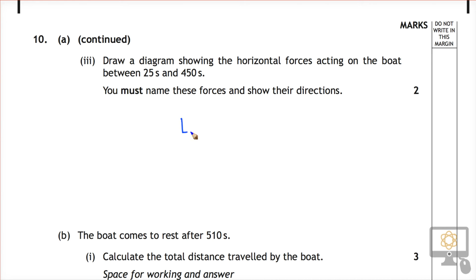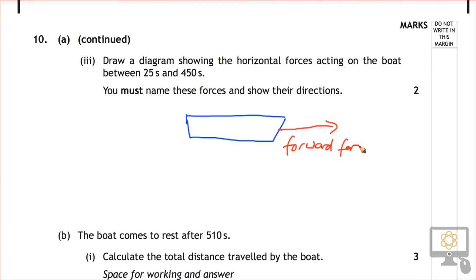So I'm going to draw the boat here, preferably something slightly more like a boat. That'll do. Again, it doesn't have to be perfect. And we're going to draw the two forces acting on the boat then. So there's a forward force, like that. I can just call it forward force. And there's a force acting to oppose the motion, and that force is friction.